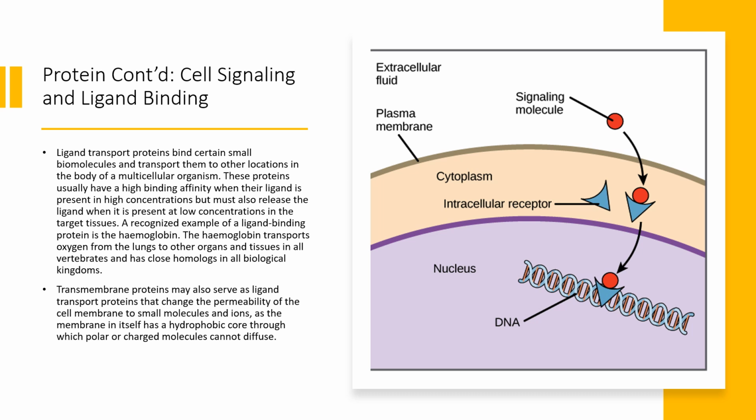Transmembrane proteins may also serve as ligand transport proteins that change the permeability of the cell membrane to small molecules and ions, as the membrane in itself has a hydrophobic core through which polar or charged molecules cannot diffuse.